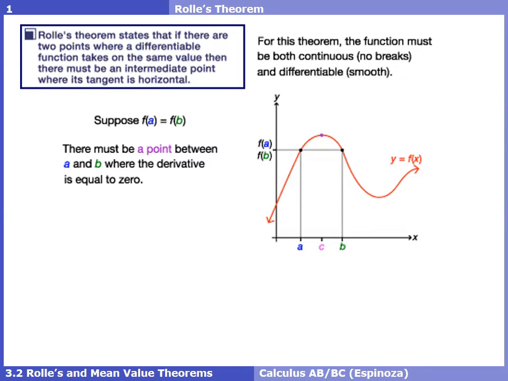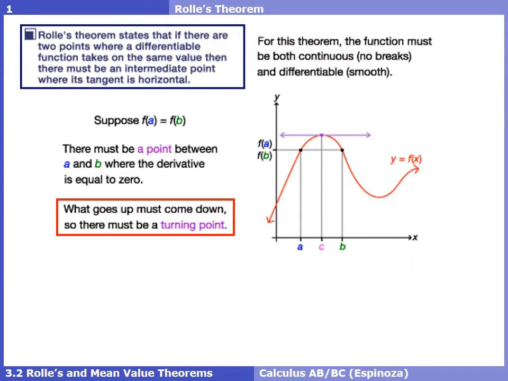Between points A and B, there's a point C where our derivative is equal to 0, or in other words, the slope of the tangent line is equal to 0. Informally, I like to call Rolle's theorem the "what goes up must come down" theorem. If you're going to connect one point, like point A, to another point, like point B, and you start at point A by going up, you're eventually going to have to come down to point B. And in doing so, you'll have to make a turning point with a slope of 0.